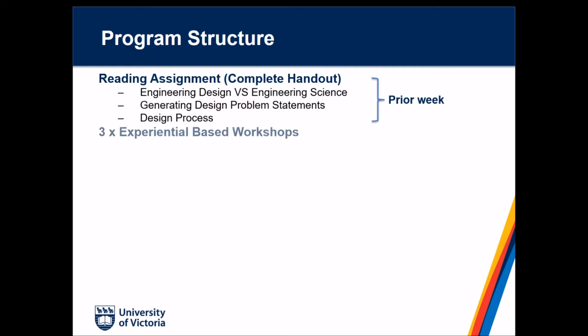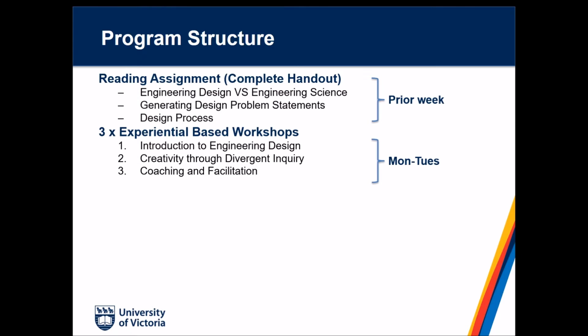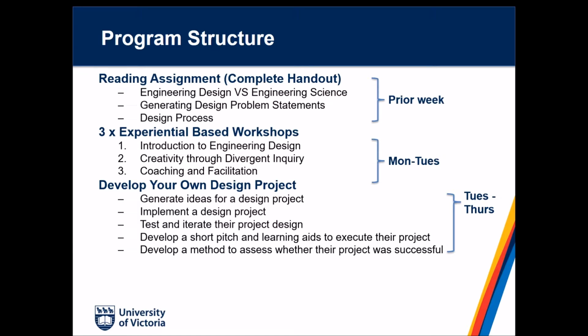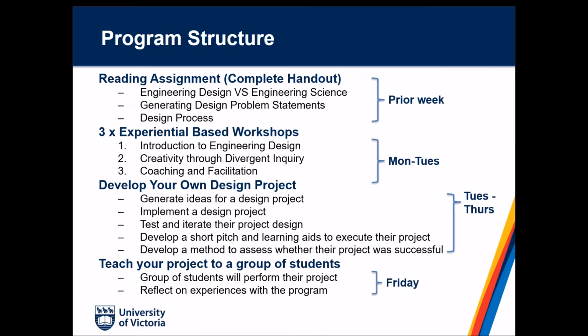In the first day and a half of DEMP, graduate students attend 3 experiential-based workshops on an introduction to engineering design, creativity through divergent inquiry, and coaching and facilitation. This is followed by 2.5 days in which graduate students work in teams to develop their own design project from scratch, including test and iteration cycles, creation of a short project pitch, as well as an assessment protocol to determine whether students are successful in their challenge. Finally, on the last day, graduate students deliver their design projects to their student groups and solicit feedback, and finally reflect on their experiences.